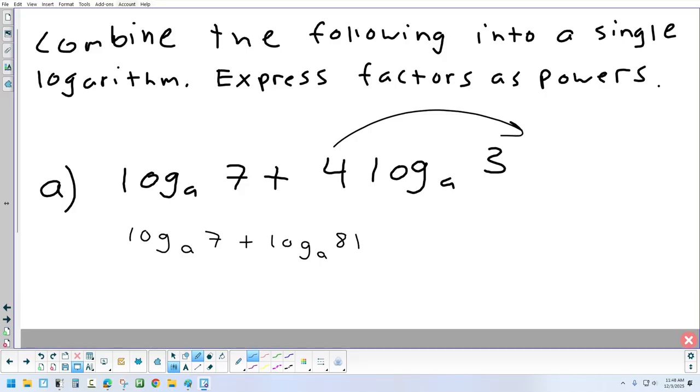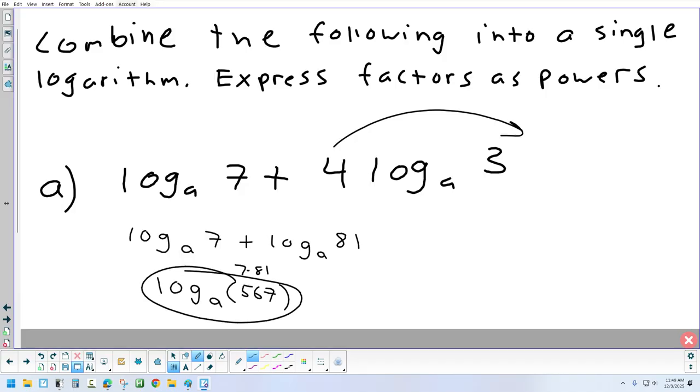Okay, now I want to recombine it into a single log. What's going to be the base on my new log when I recombine it? Yep, log A. It's going to be base A. And how are we going to recombine the 7 and the 81? Do we multiply them or divide them? Yep. We multiply them because it's addition. 7 times 81. Just put that right there. And then that simplifies to 567.